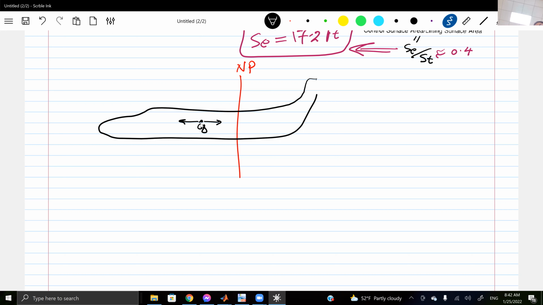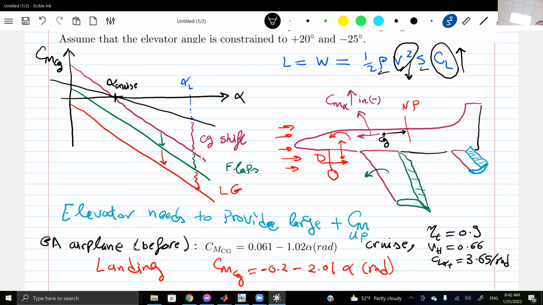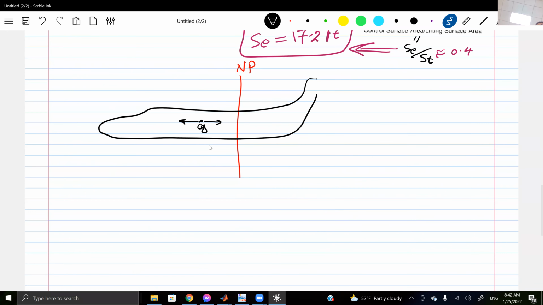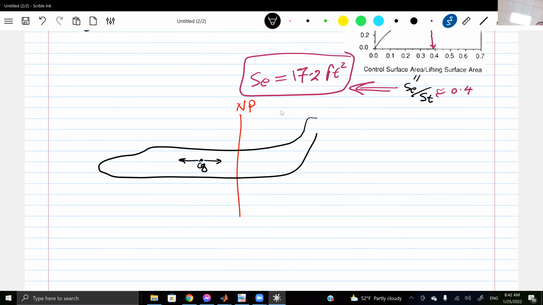And the point is that as the CG travels forward, the airplane becomes more and more stable. But sometimes it becomes too stable. Like here, you can see that the slope becomes too steep. So it makes it harder and harder for the elevator to trim, to balance during landing. So I already designed my elevator, fine. But once I design my elevator, so this S elevator is fixed, this immediately puts a limitation on the CG.